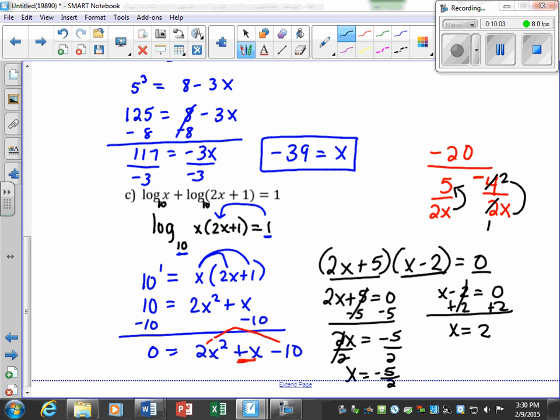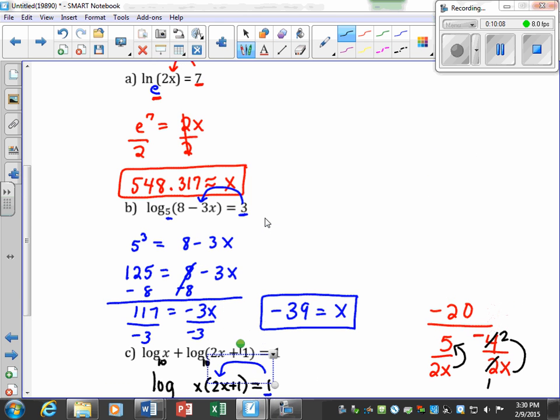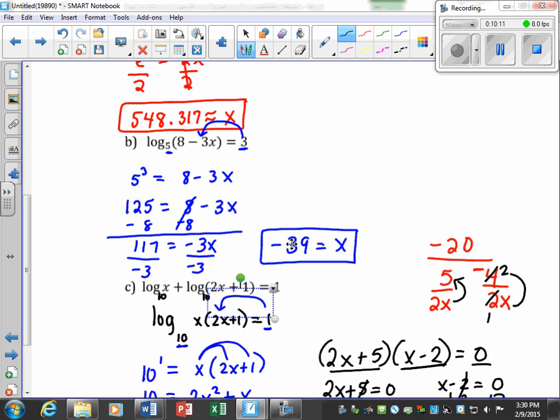Now we need to check our answers, which we didn't plug in before, so let's go back up here. For example, negative 39, if you plugged it in here, we need to test our argument. So I have 8 minus 3 times negative 39. So 8 minus, oh, well, plus 117. So this is going to be a positive number, and as long as this is a positive number, this answer gets to count.